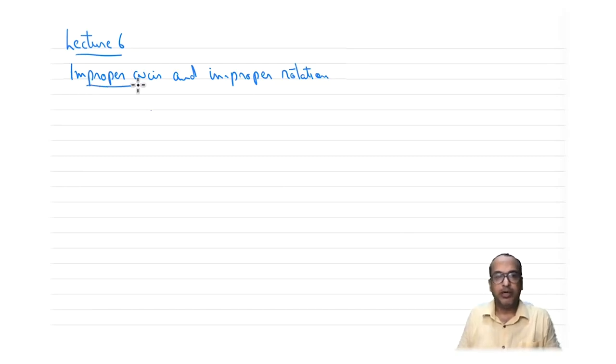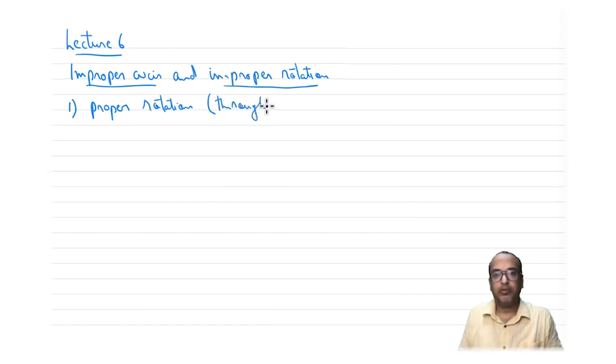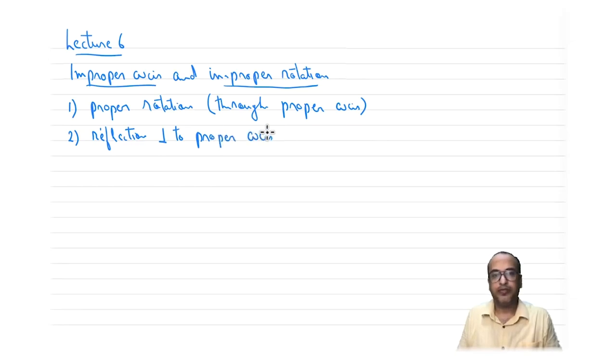This particular symmetry element and symmetry operation is a combination of two symmetry elements and operations. First is proper rotation through a proper axis. We have already seen what a proper axis is. And the second part is reflection perpendicular to the proper axis. So, reflection via a plane which is perpendicular to the proper axis of rotation.